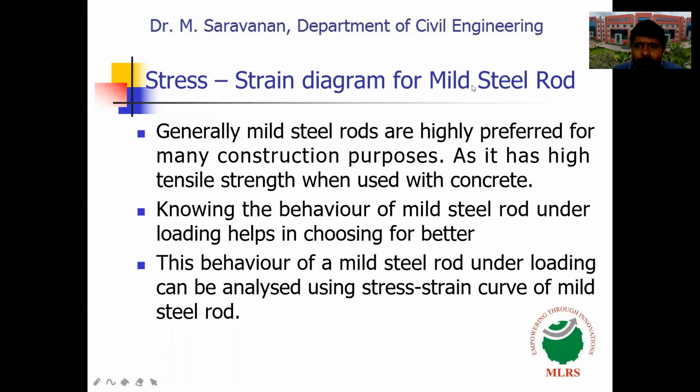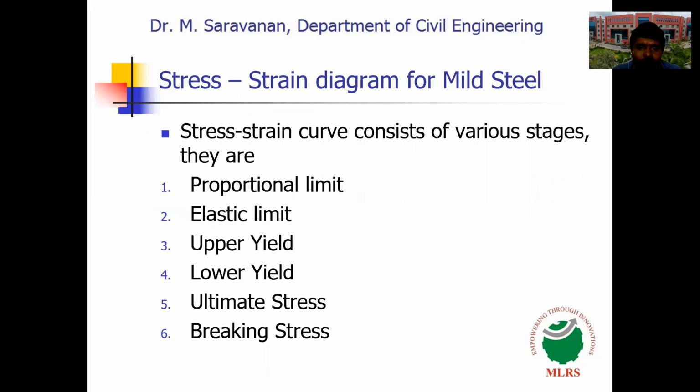Stress strain diagram for mild steel rod. Generally, mild steel rods are highly preferred for many construction purposes as it has high tensile strength when used with the concrete. So knowing the behavior of the mild steel rod under loading helps in choosing the better rod. The behavior of the mild steel rod under loading can be analyzed using the stress strain curve for mild steel rod. The stress strain curve consists of various stages. They are proportional limit, elastic limit, upper yield point, lower yield point, ultimate stress, and breaking stress.